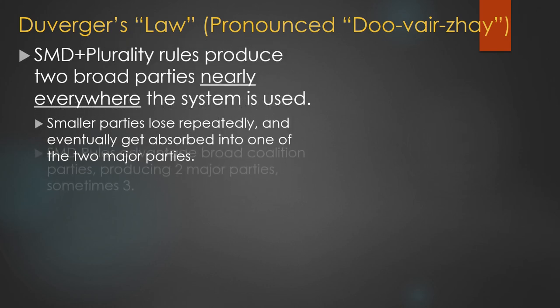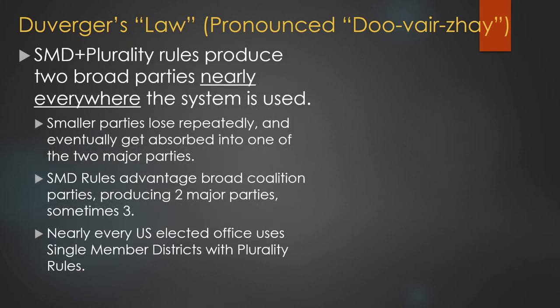This pattern has a name. This was discovered and elaborated by a French political scientist in the 1950s. I don't remember what his first name is, but his last name was Duverger. So this is called Duverger's law. It's the closest thing to a completely predictable situation in all of political science.